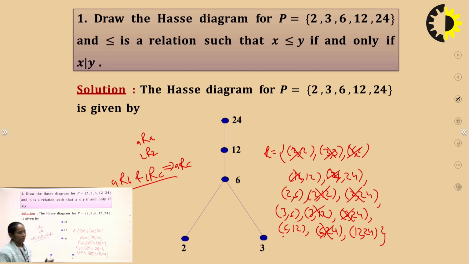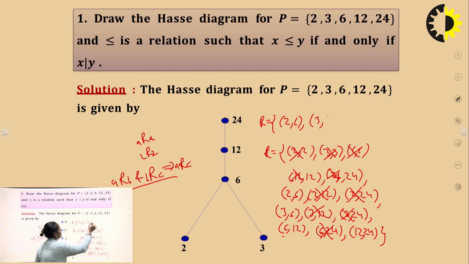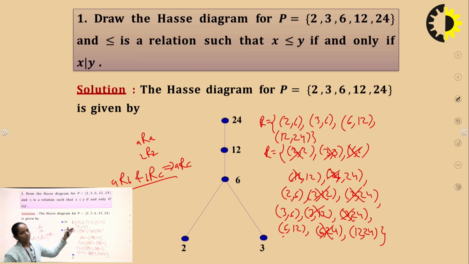So the relations that are left in R are 2, 6, then 3, 6, next 6, 12 and 12, 24. So these are the remaining relations. For these relations, we will create the Hasse diagram.